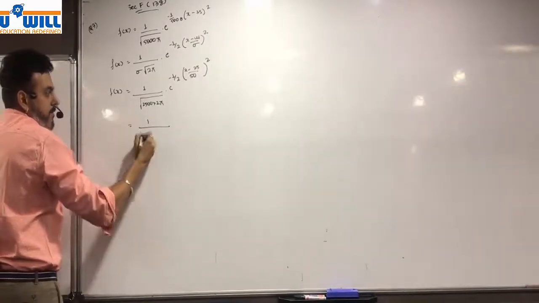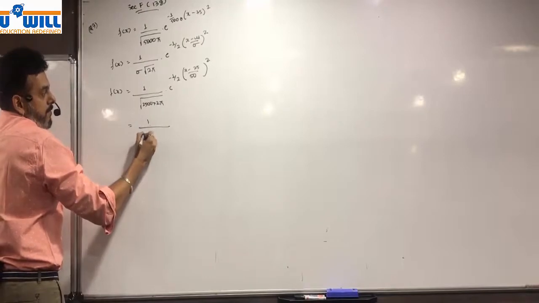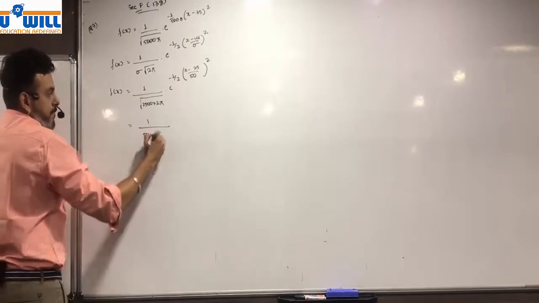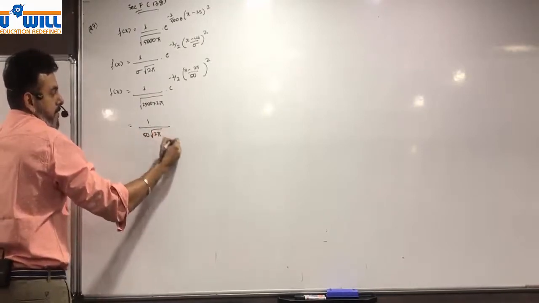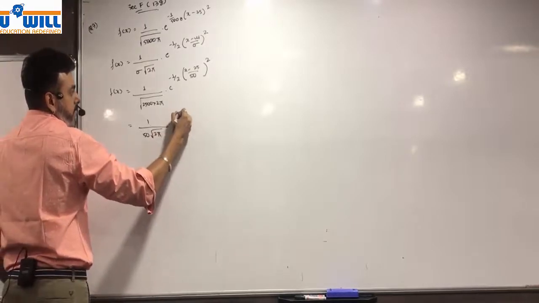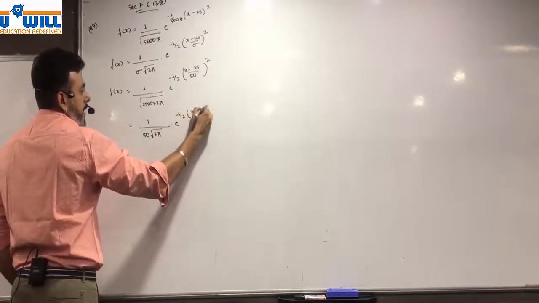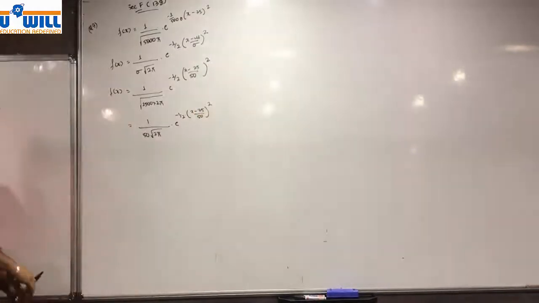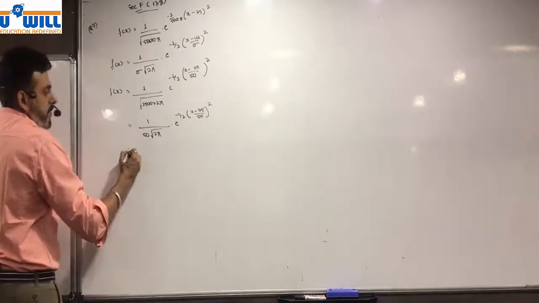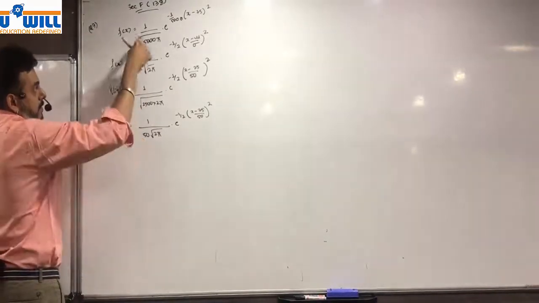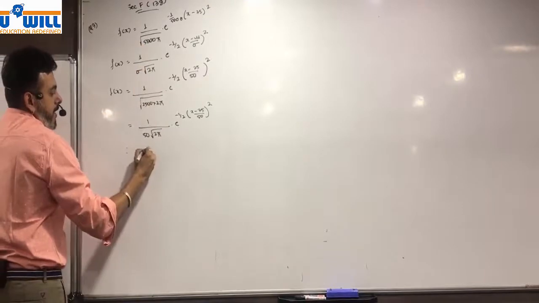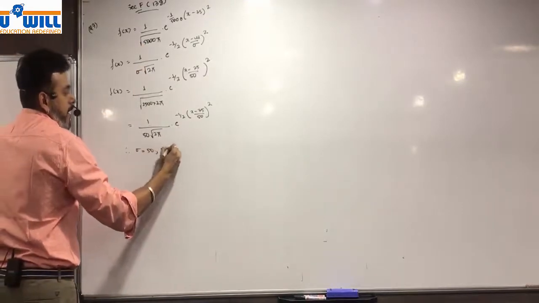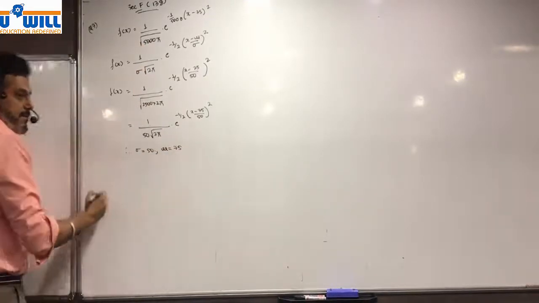तो कितना हो जाएगा 50 अंडर रूट 2 पाई into e raised to minus 1 by 2 x minus 75 upon 50 the whole square. Therefore, comparing this with this, sigma is equal to 50 and mu is equal to 75.